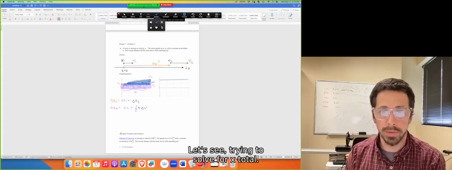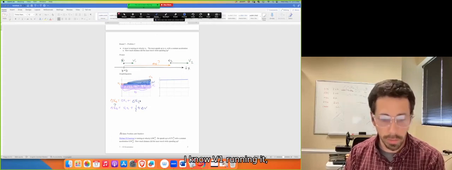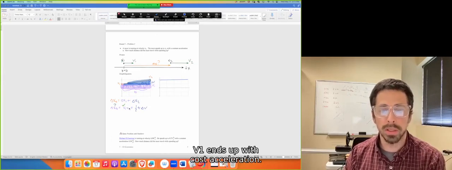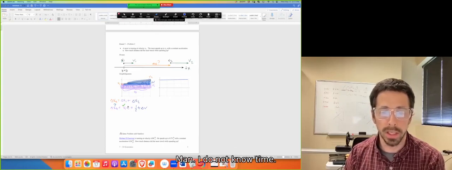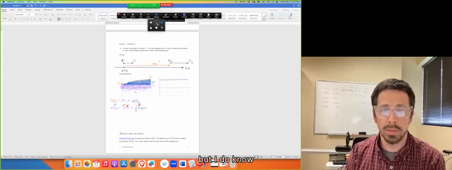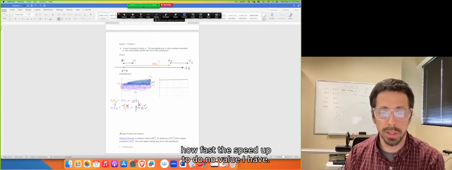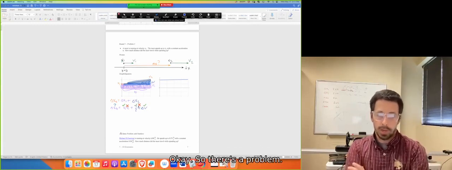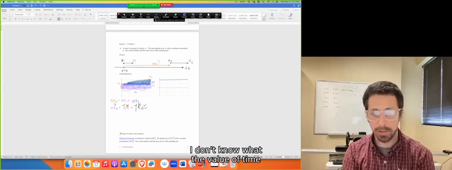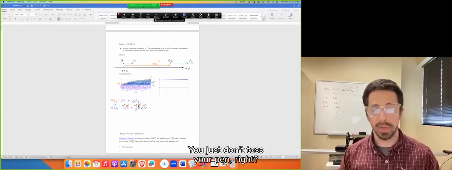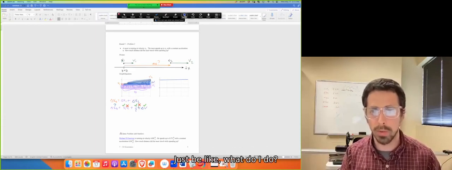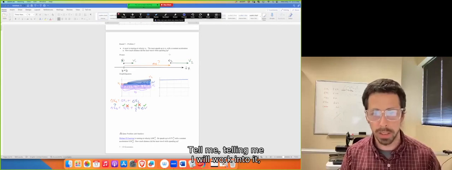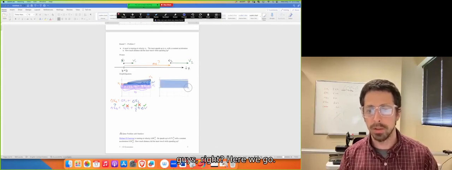Okay, so from here, let's see, trying to solve for x total. Do I know v1? Yep, running at v1. Runs up with constant acceleration. Oh man, I do not know time. Time comes up twice in this, but I do know how fast I speed up to. Okay, so there's a problem. I don't know the value of time. Well, where do I get that? You just don't toss your pen, right? Don't break your computer screen and say, what do I do? I don't know what to do. We're working through it, guys. Here we go.